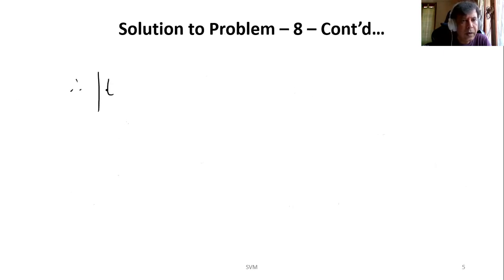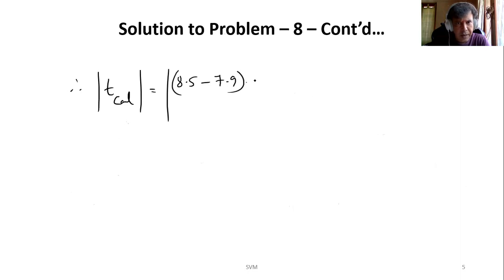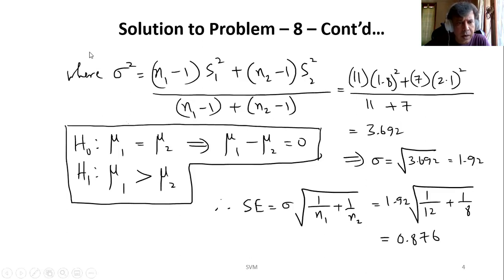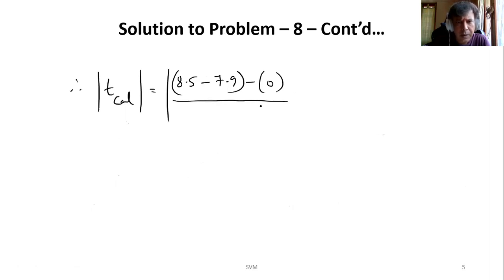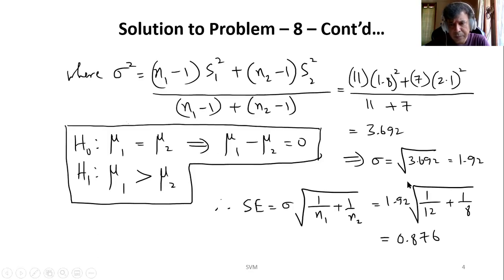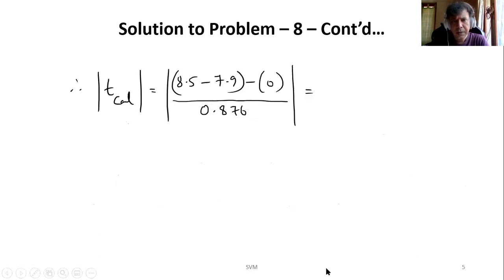Therefore, t calculated is the modulus of x1 bar, 8.5, minus x2 bar, 7.9, minus mu1 minus mu2 under H0, which is 0 that we have here, divided by the standard error. Standard error is 0.876, which we calculated previously. We substitute that. So if we calculate this entire thing, we get the value as 0.685.